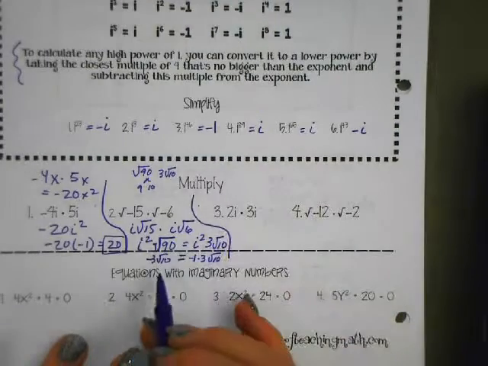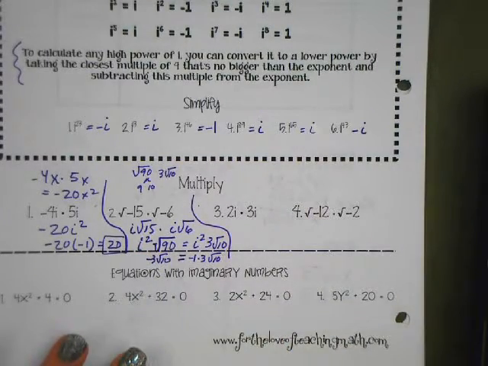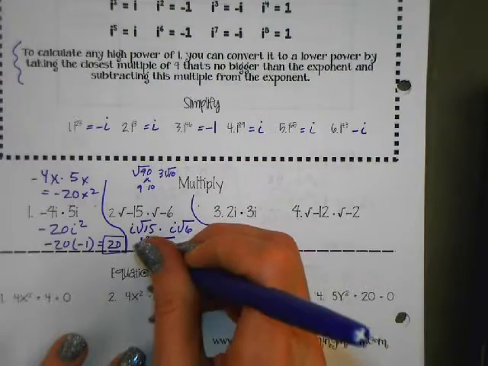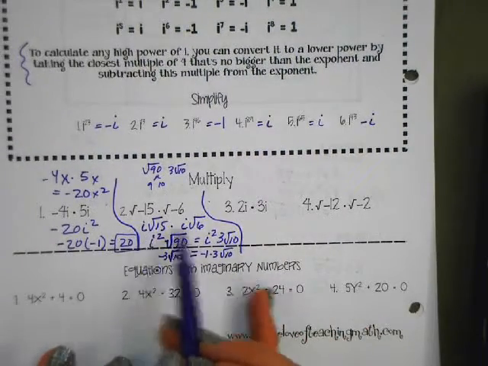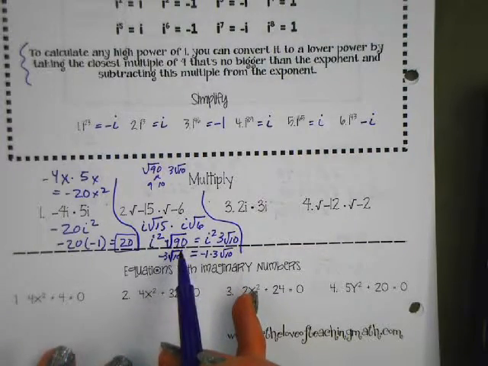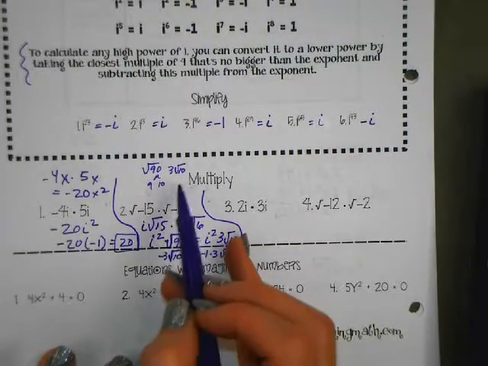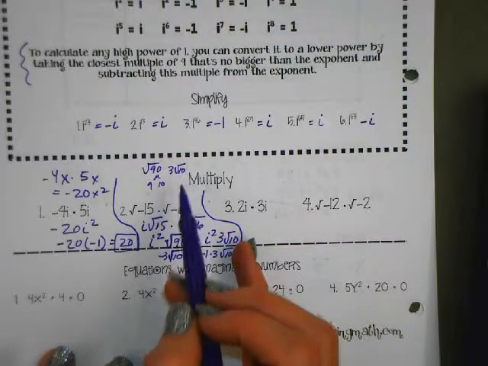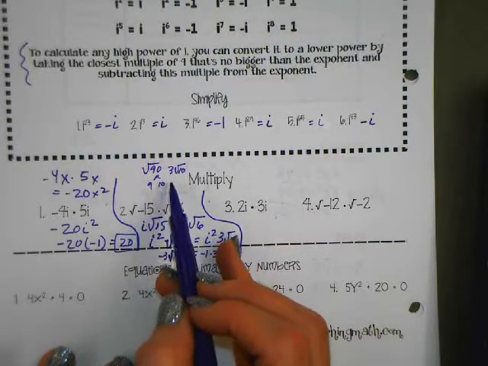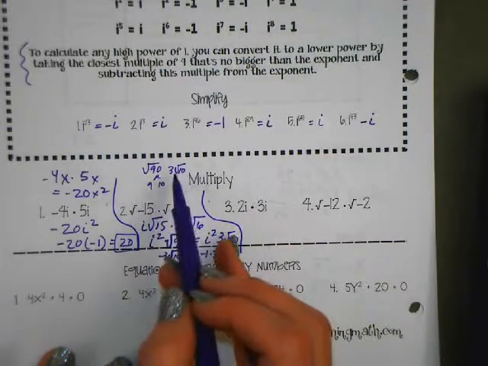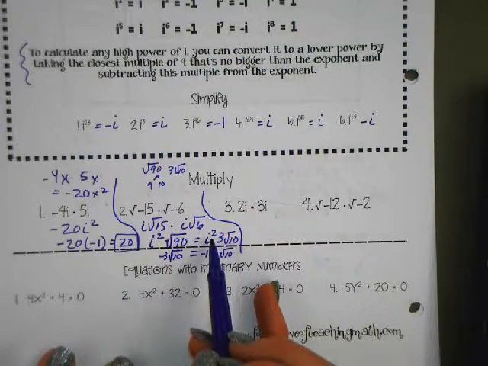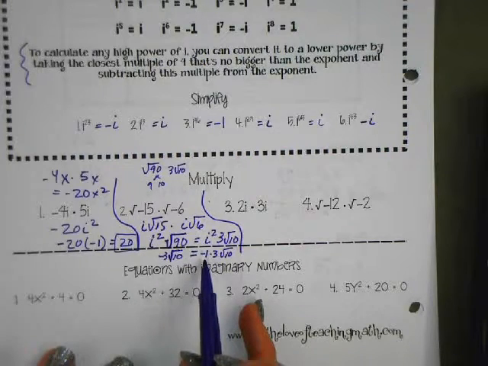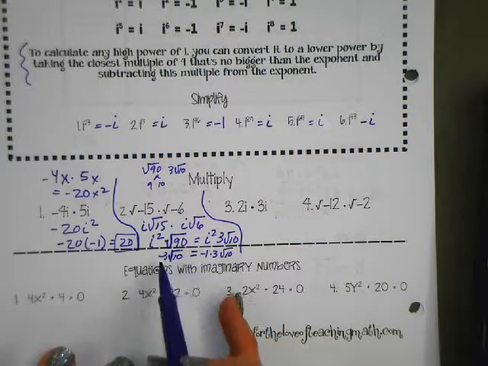Negative 3 square roots of 10. Why is that negative 3? So you're good with how I got i squared times the square root of 90? Yeah. Okay. The square root of 90 breaks down to 3 square roots of 10, because it's the square root of 9 times the square root of 10. The square root of 9 is 3. So 3 square roots of 10, so that's that. And then i squared equals negative 1. So I have negative 1 times 3, so that becomes negative 3 square roots of 10.